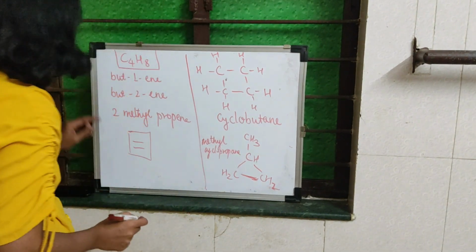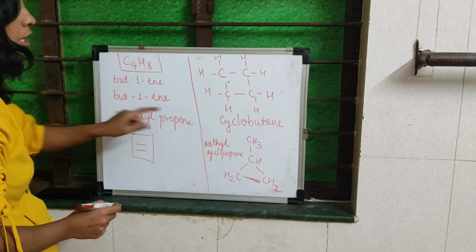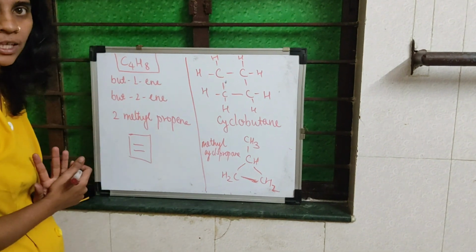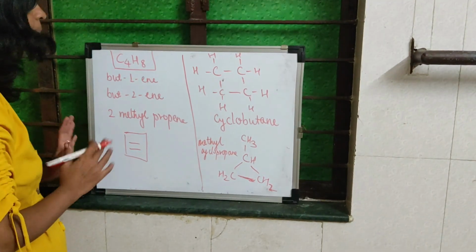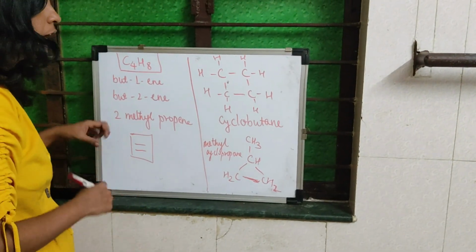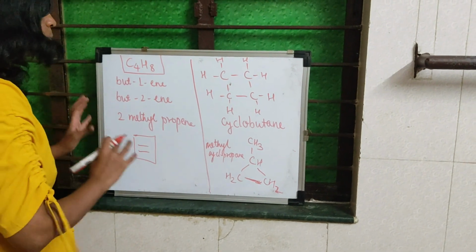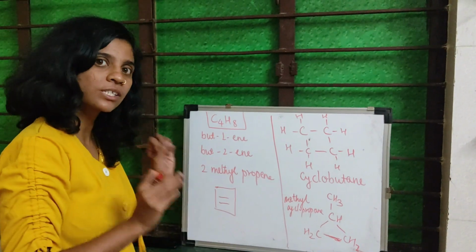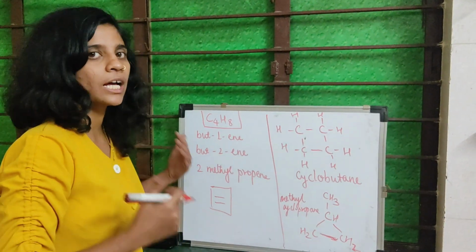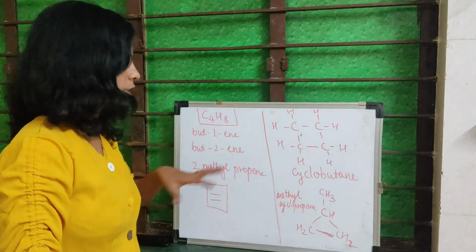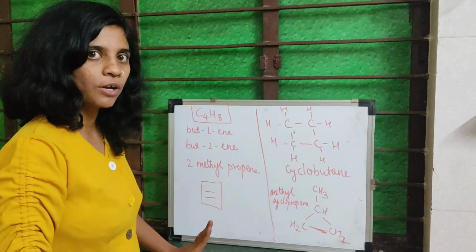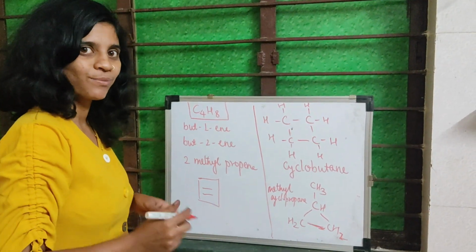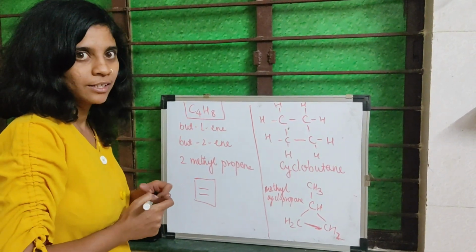So the alkene isomers possible are 3 plus 2 more isomers. Okay, I hope this is clear, and mostly the maximum compounds that you will get is till C5. They will not ask you to make more isomers than that. So basically this you have to remember. So I hope this is clear.